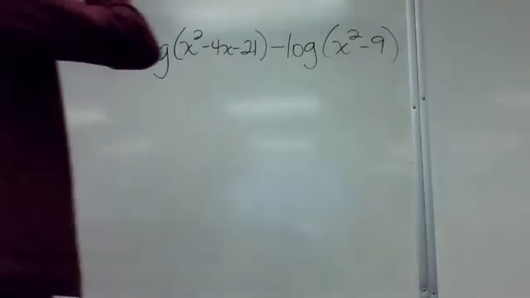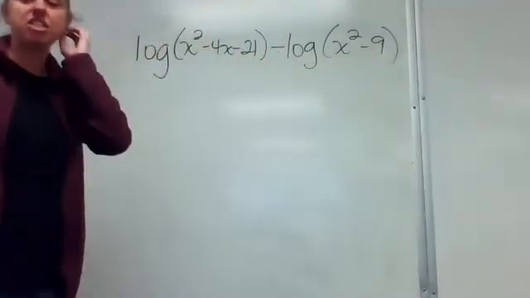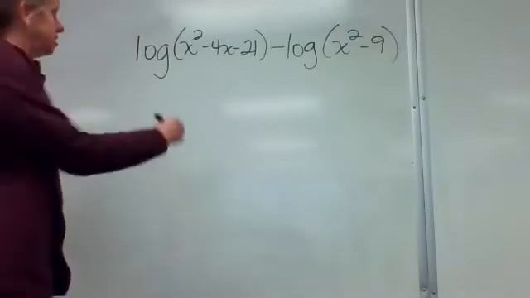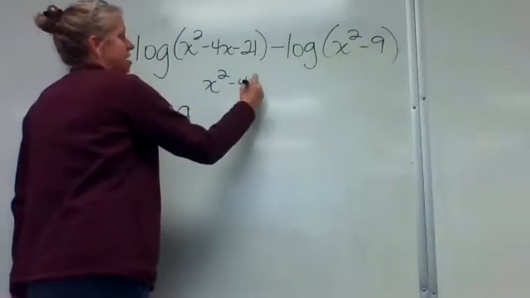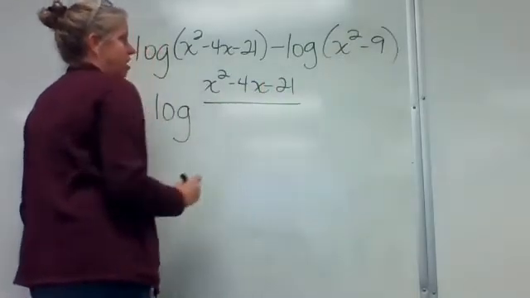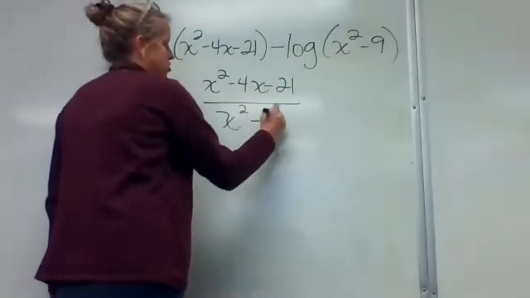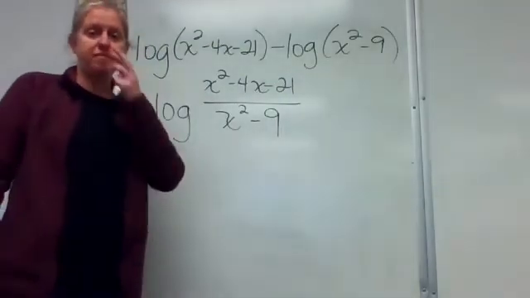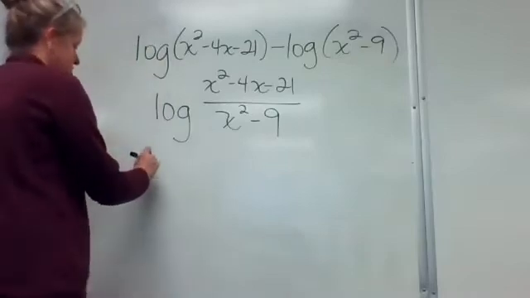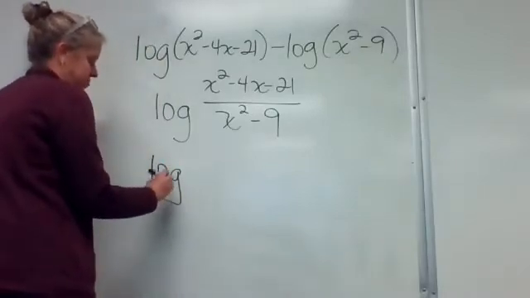All right, last one. So again, it's subtraction, so I'm going to turn it into a quotient. I'm going to have log up top, x squared minus 4x minus 21 over x squared minus 9. Now I need to see if these will simplify, so I'm going to factor the top and the bottom this time.